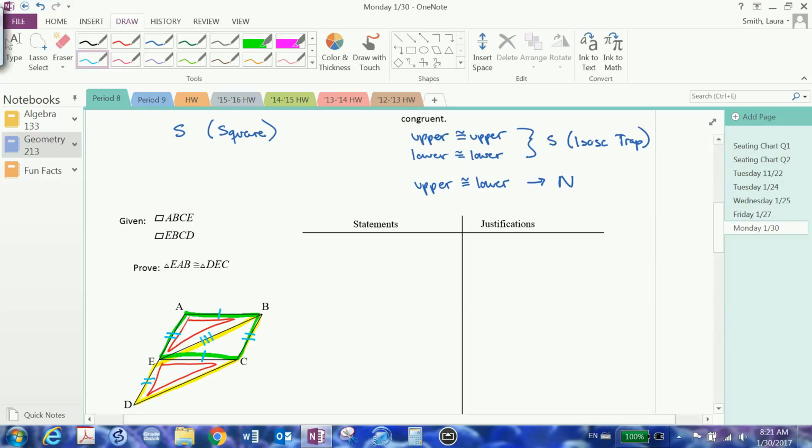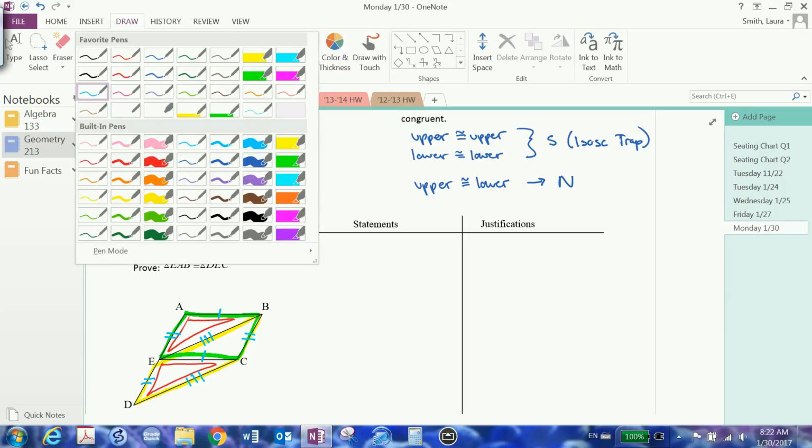I think from the yellow triangle, from the yellow parallelogram, I can also get these sides congruent, as those are opposite sides. So I think I can prove these two triangles by side, side, side.